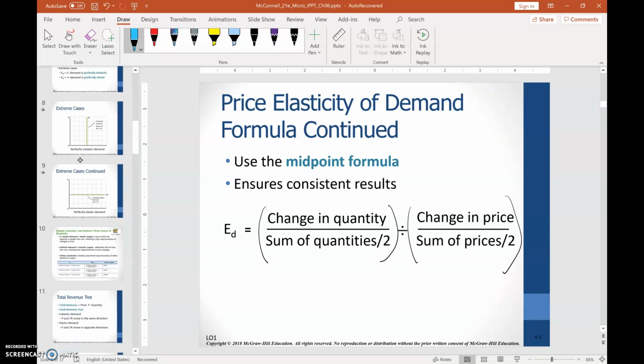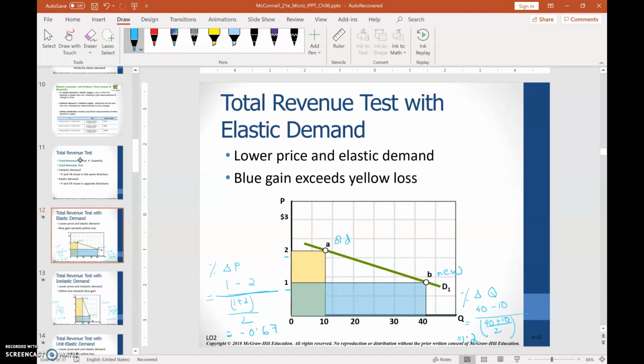Now let's go and take a look at an elastic demand curve. Something to comment here about the shape of the demand curve is elastic demand curve is relatively flat. Now we have two combinations. One is point A, price at point A is $2, quantity at point A is 10 units. Then this is going to be the initial point, or I'll just say this is the old point. I have a new point which is point B. At point B, the price is $1 and quantity is 40. This is the new point.